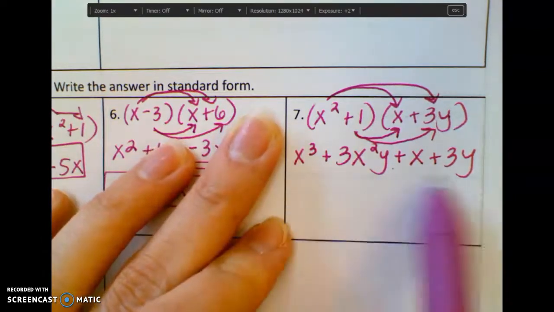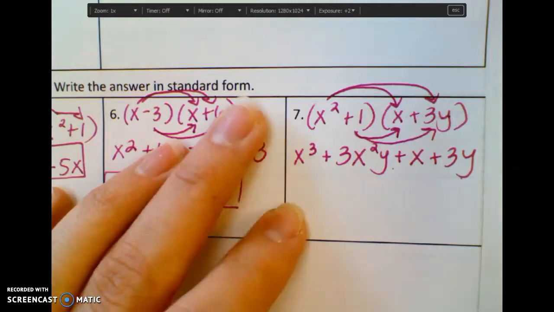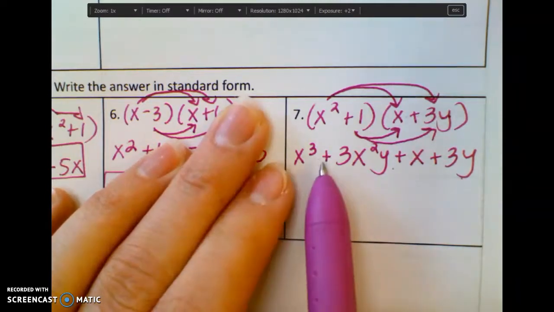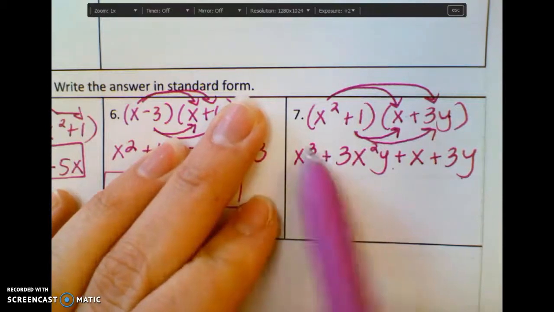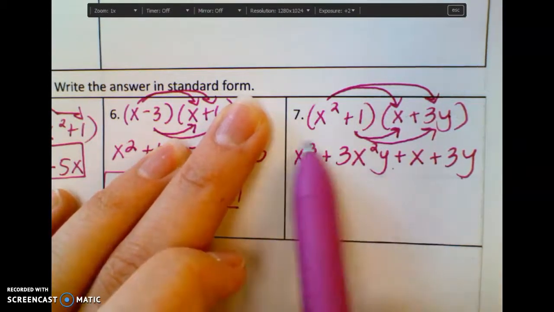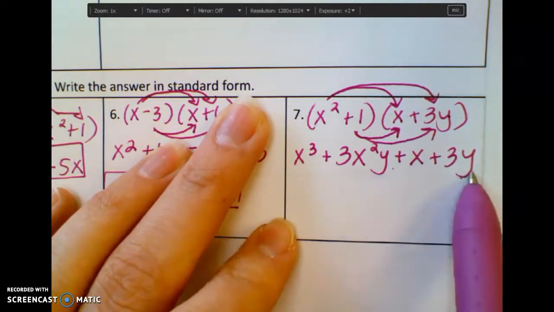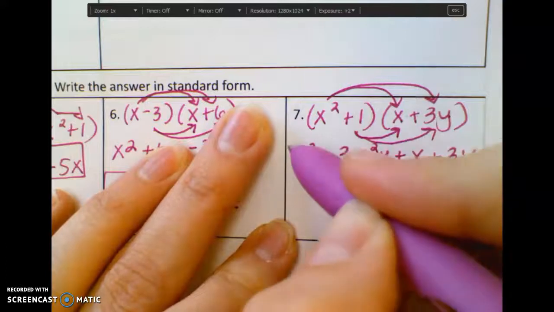Is there anything to combine here? No. And is this in standard form? Yes, it is. We have an x cubed that has the same degree as this one. This has a degree of 3, which means we do alphabetical order. So x cubed is first, then the x squared y, then the x, then the y because of degree. So that one looks good as well.